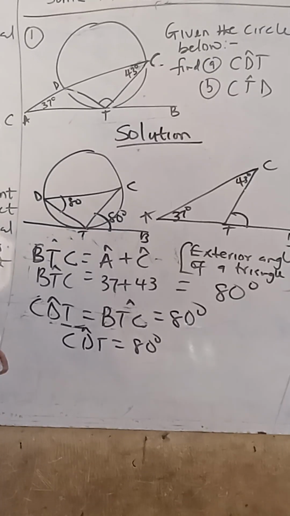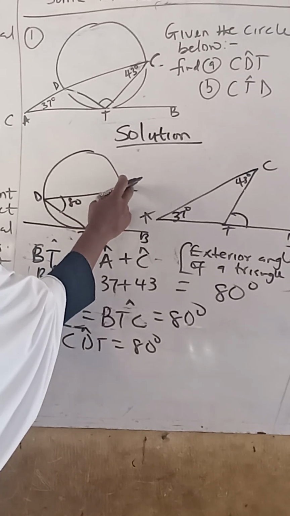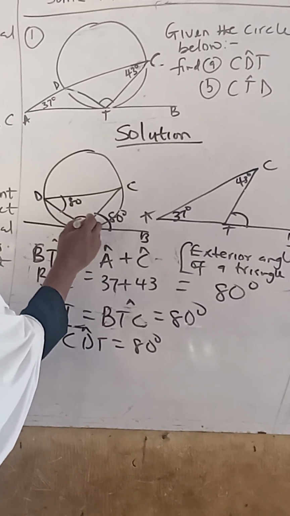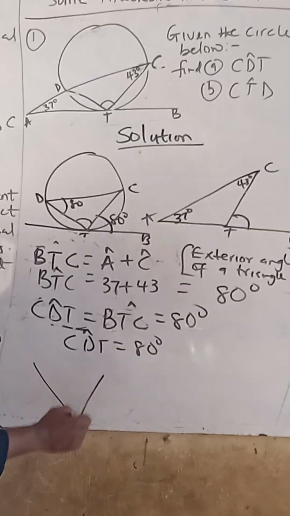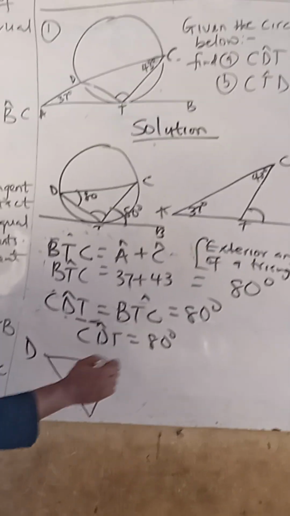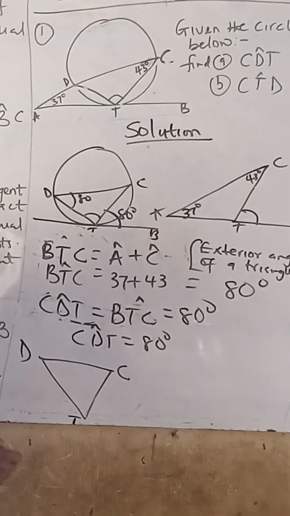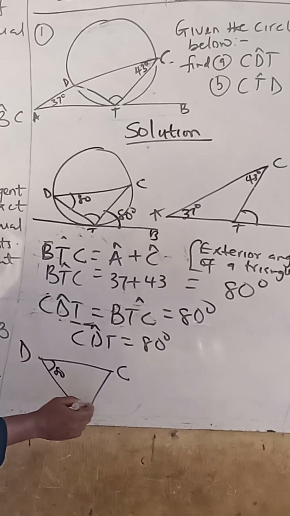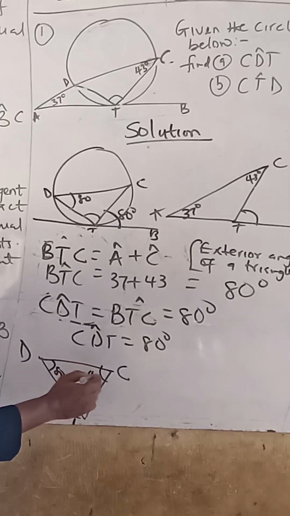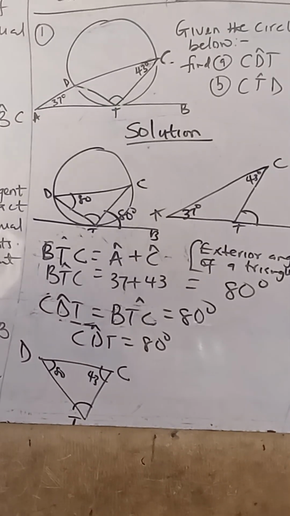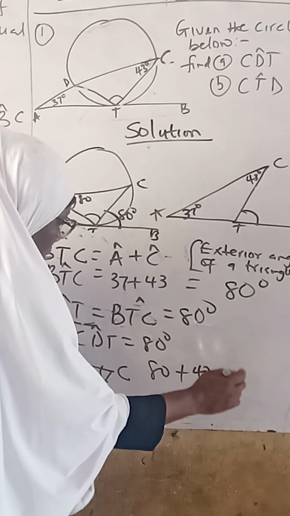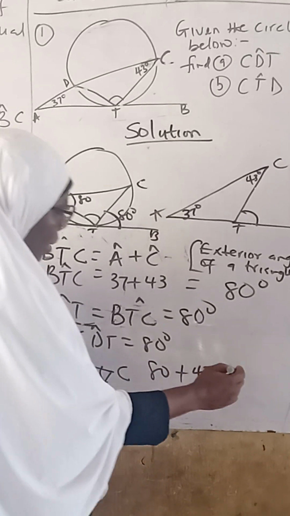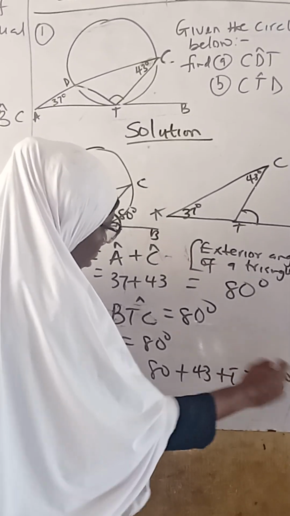So we have gotten this now to be 80. So what are we left with? We are looking for CTD. There is CTD, which is this place. So you don't need to stress yourself. Just bring out the triangle I'm seeing here. I have G, I have C, I have T. This is 80. We are looking for this place, and this is 43. So sum of angles in a triangle, which is 80 plus 43 plus angle T, will give us 180.